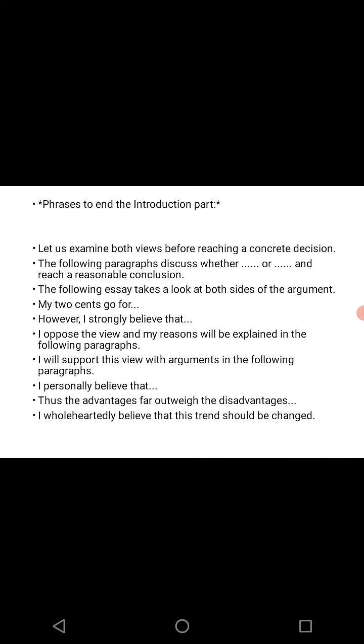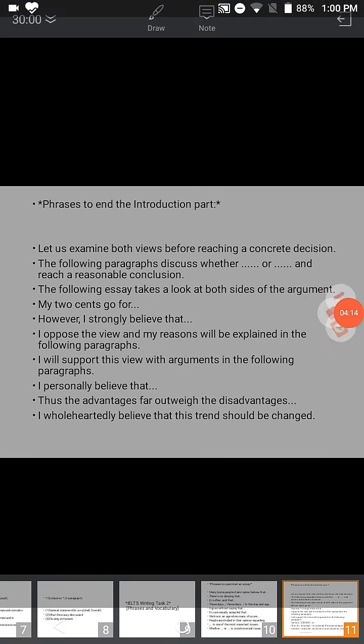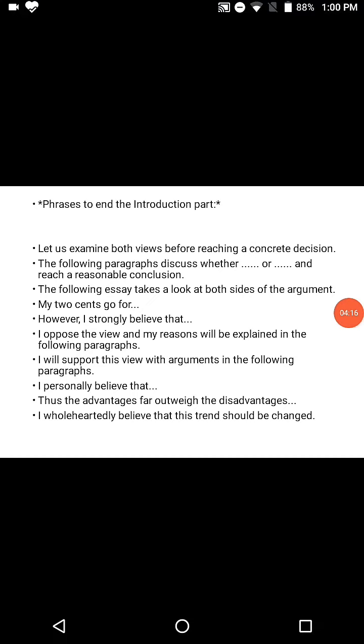Now, phrases to end the introduction part. First, let us examine both views before reaching a concrete decision. Second, the following paragraph discusses whether or not and reaches a reasonable conclusion. Third is the following essay takes a look at both sides of the argument. Fourth is my 2 cents go for.